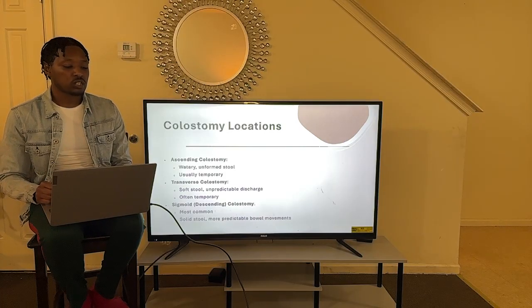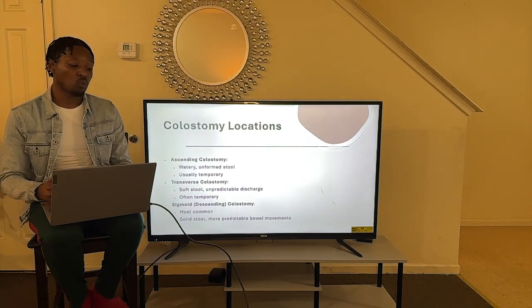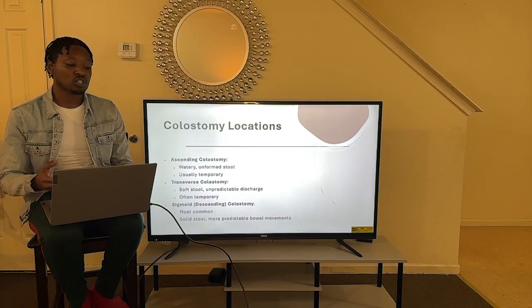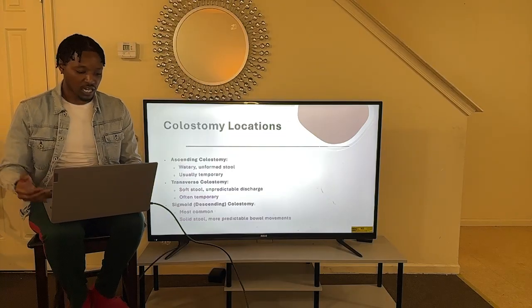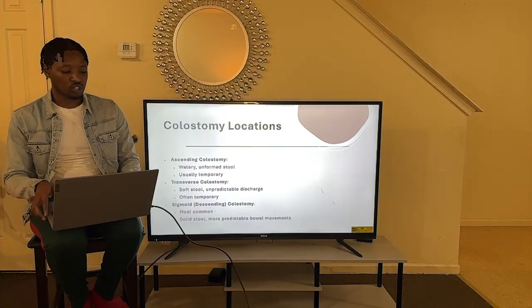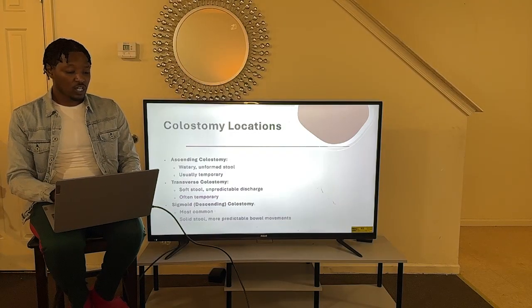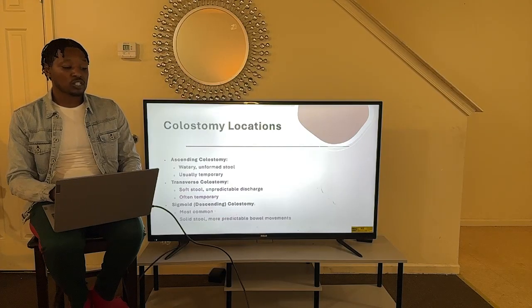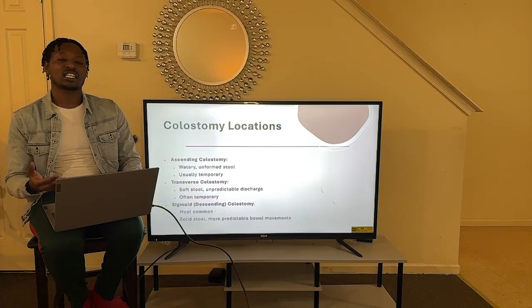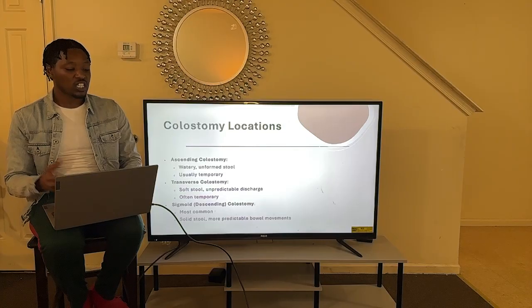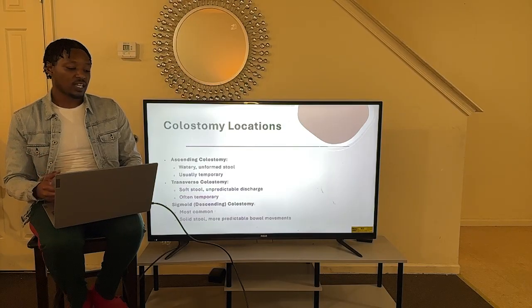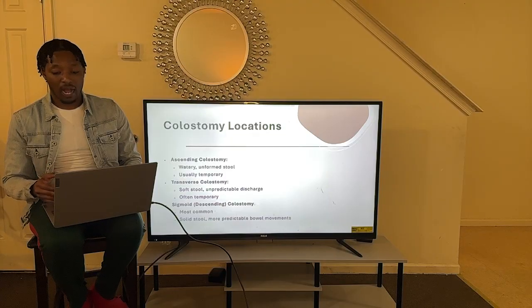Some colostomy locations include the ascending colostomy, and the type of stool that would be involved in this type of colostomy would be watery, unformed stool, which is usually temporary. That's because the ascending colon is going up, and the food is not fully digested. It's still absorbing some of the water and some of the nutrients. So it's going to be very watery right there. By the time we get to the transverse colostomy, this type of stool is more formed, and you have a more unpredictable discharge. This is often temporary as well. Then you have the sigmoid, which is the descending colostomy, which is the most common form of the colostomies. This is a more solid stool. These are more predictable bowel movements.